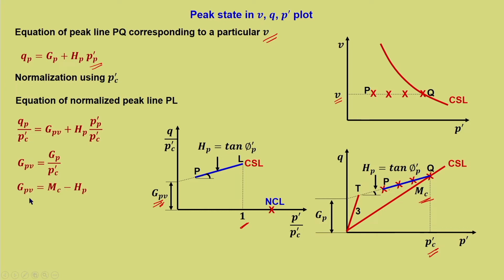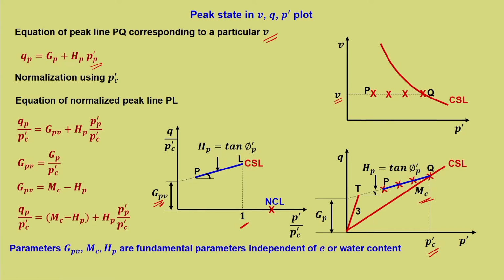Gpv can also be written as Mc minus Hp, where Mc is the slope of this particular line, and here this distance, as we have done in the previous case, will be Mc minus Hp. So, qp by p'c from here is Mc minus Hp plus Hp into p'p upon p'c.